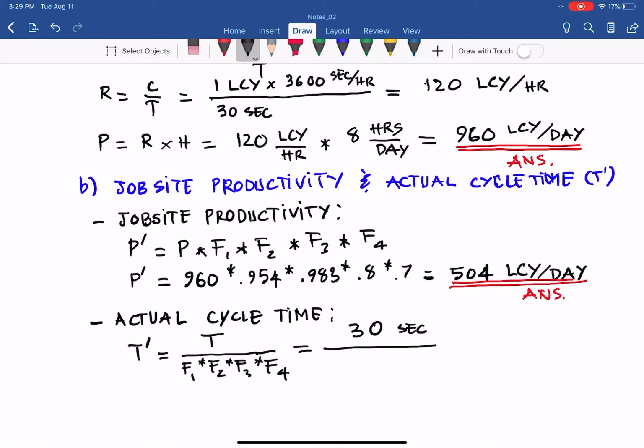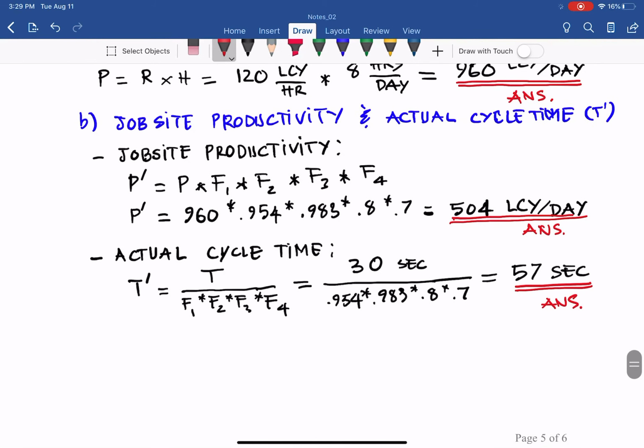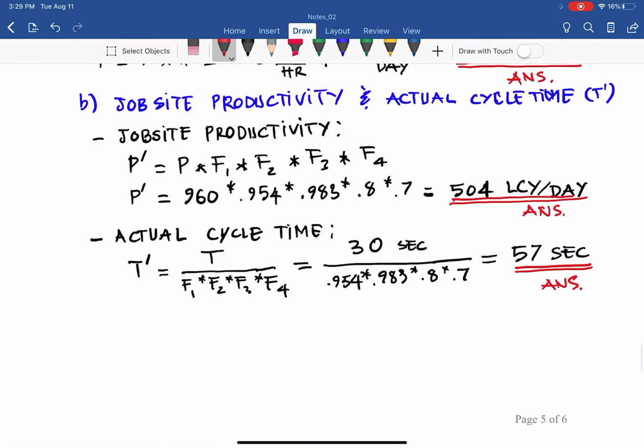And divide by all of those numbers: 0.954, 0.983, 0.8, and then 0.7. So we get 57 seconds. What does that mean? One cycle is almost double the standard cycle. That's why we expected lower productivity than standard.